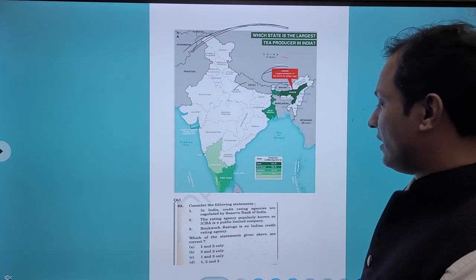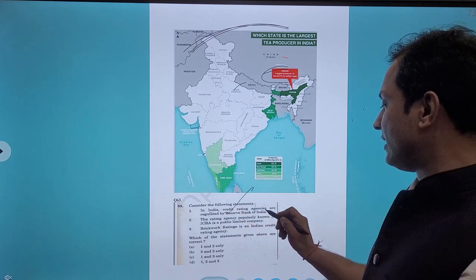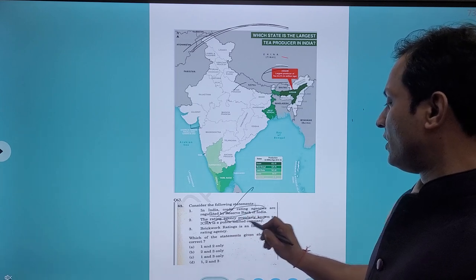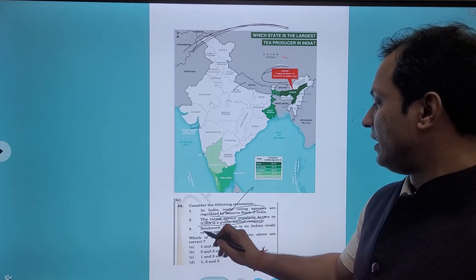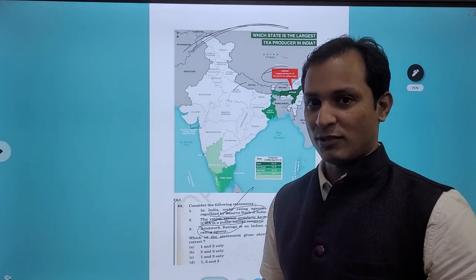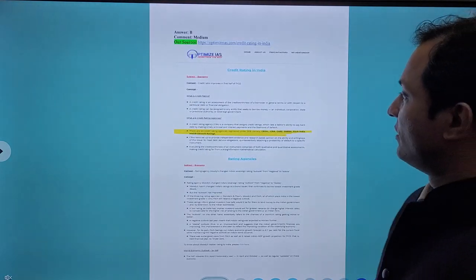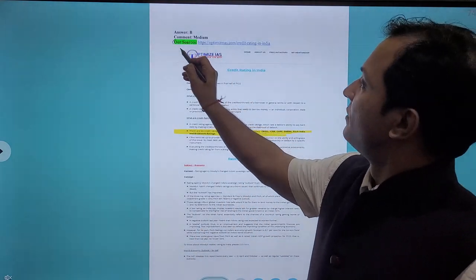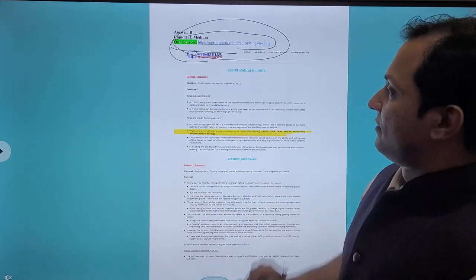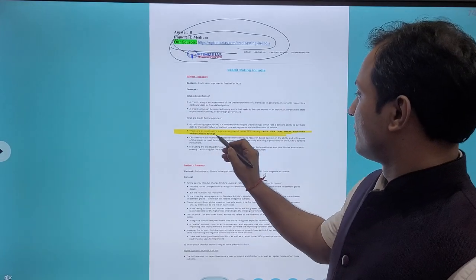You see this question on Indian credit rating. Indian credit rating agencies are regulated by the Reserve Bank of India. The rating agency popularly known as ICRA is a public limited company. Brickwork Ratings. Now I'll show you the magic, the jadu. You see here, the credit rating agencies in the DPN.